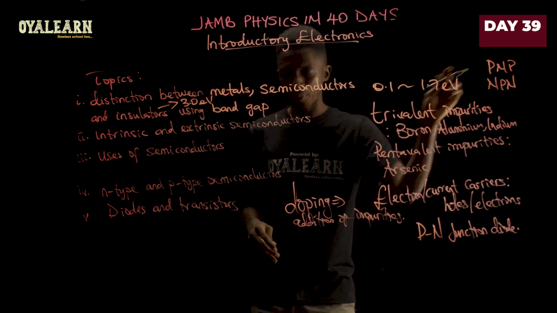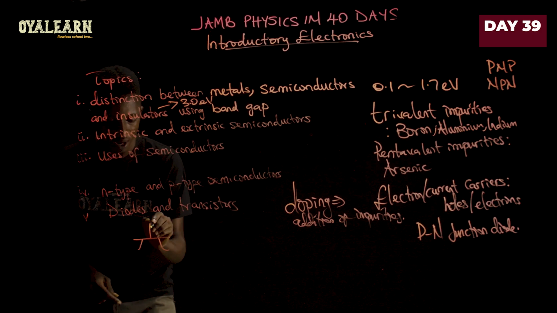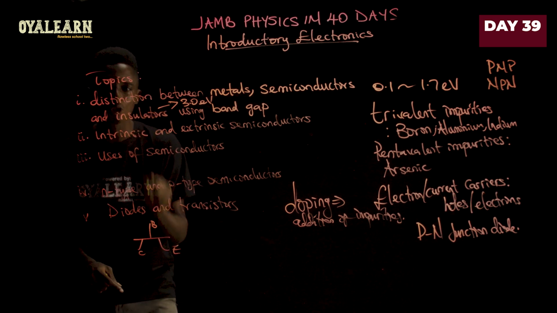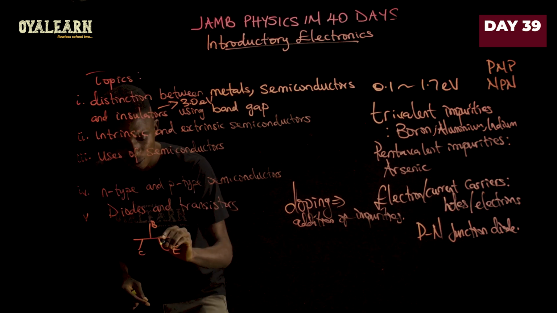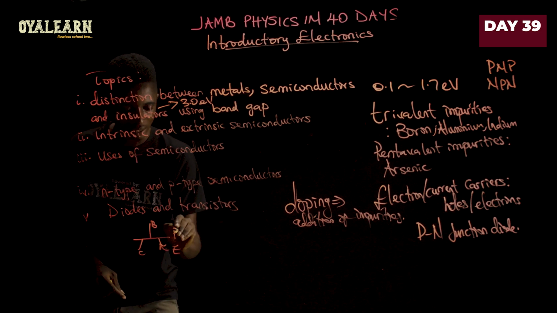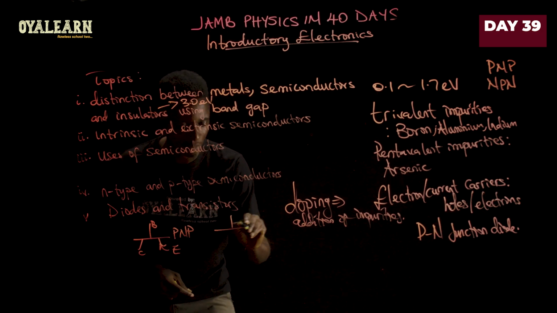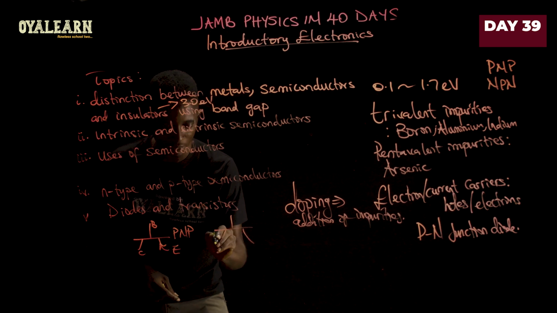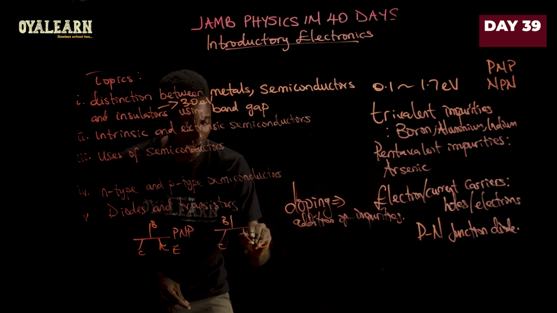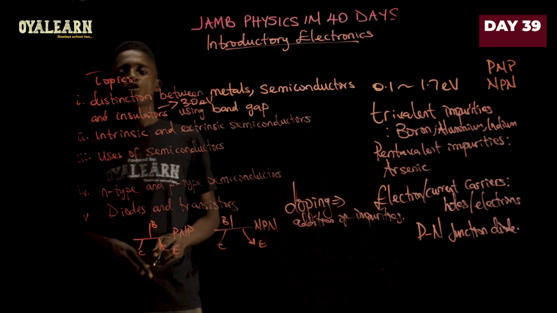Now, let me give you the symbol for PNP. Transistors normally are drawn like this, where this is the base. Now, this is collector, this is emitter, but at the emitter, there is usually an arrow. When the arrow is pointing inward like this, this is a PNP transistor. Now, when you draw the same thing, remember this is base, this is collector, this is emitter, and the arrow is pointing outward here, this is an NPN transistor.